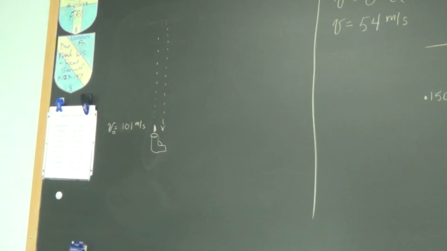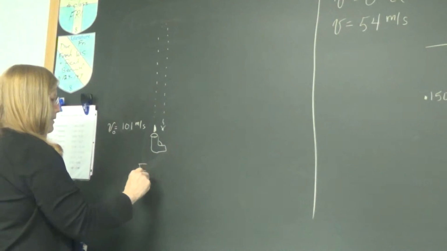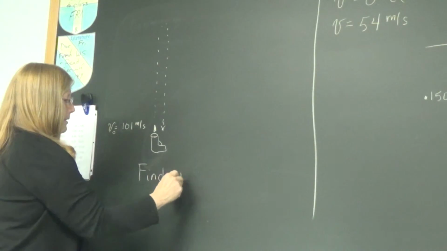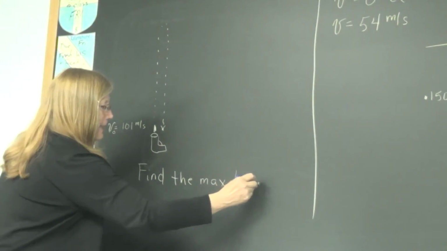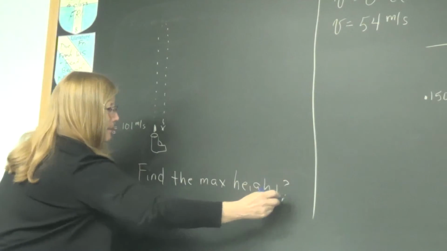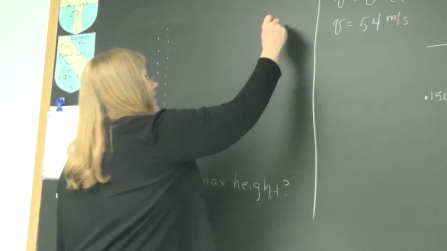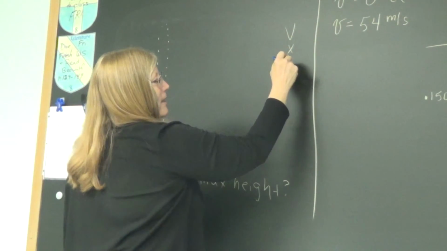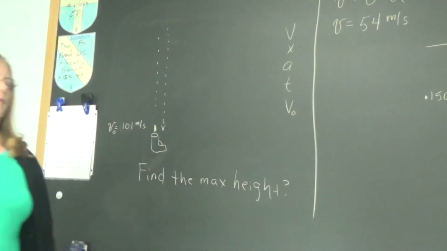Can I just stop there and give you that one measly little information and say find the max height? Could it be that we know enough to answer that question? Let's see if we can amaze even ourselves. Yes, we can figure that out. V, X, A, T, and V sub O. 1, 2, 3, 4, 5.